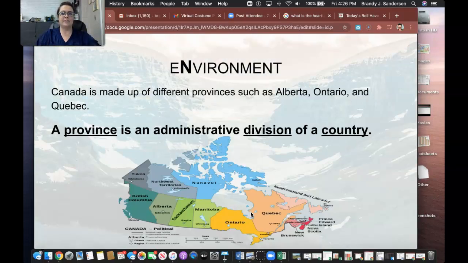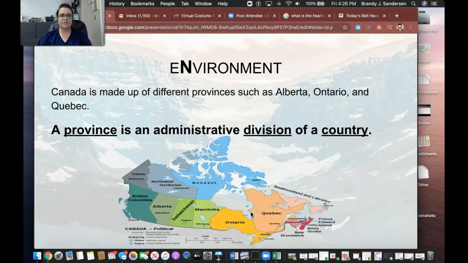Canada is made up of different provinces: Alberta, Ontario, Quebec. These are just a few. But a province is actually very similar to a state that we have here. They just call them provinces. It's an administrative division of a country. So a province is an administrative division of a country. Again, it's like a state, like what we have here in the United States. Pause the video if you need to.